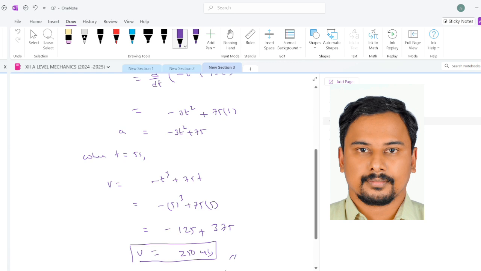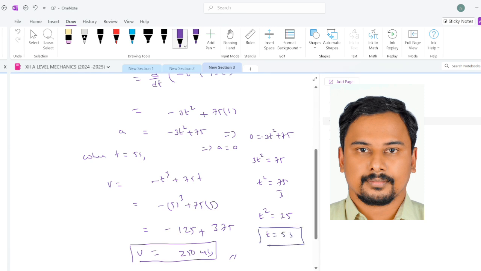So why do we take the 5 here? That is the main important thing, right? How do you know that it is 5? Because the maximum speed of the particle occurs when acceleration is equal to 0. If you take acceleration as 0, then 0 is equal to minus 3t square plus 75. That implies 3t square is equal to 75. Then t square is equal to 75 by 3, that is 25. So t square is equal to 25. Therefore t is equal to 5 seconds.